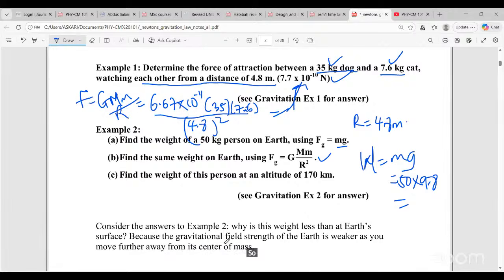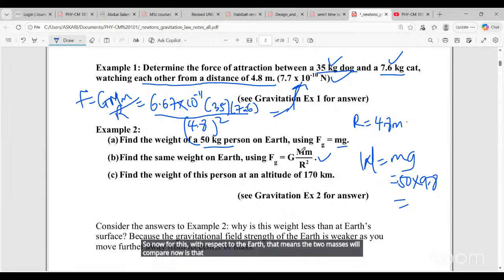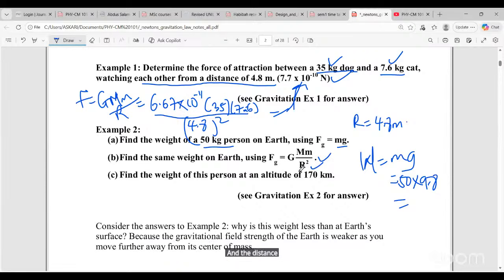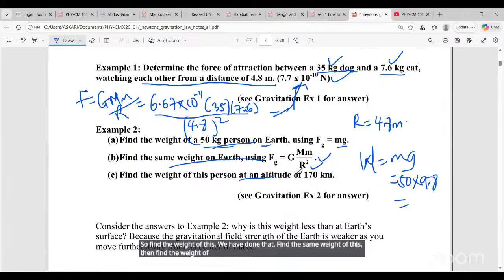So now, with respect to the Earth, the two masses we compare are that of the person and that of the Earth, and the distance between them. So find the weight of this. We have done that. Find the same weight of this. Then find the weight of this person at an altitude of this. Now, let's go.